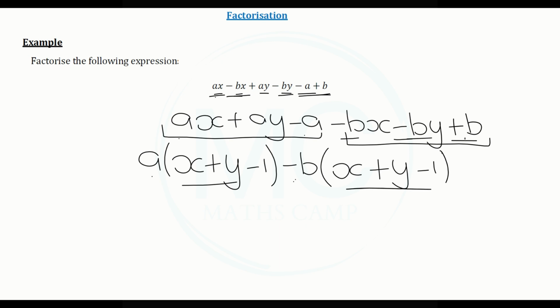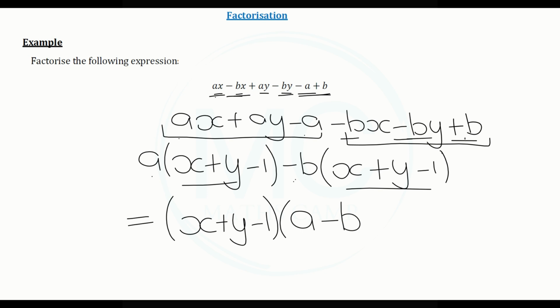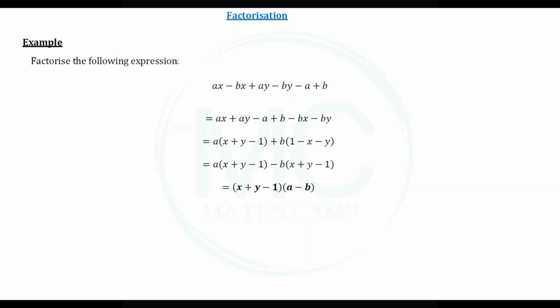Now the terms in the brackets are the same. We can take the bracket out as a common factor. So we say x plus y minus 1. From the first term, we're left with a. And the second term, we're left with negative b. And we've now factorized this expression. You will see more examples like these in our upcoming videos.